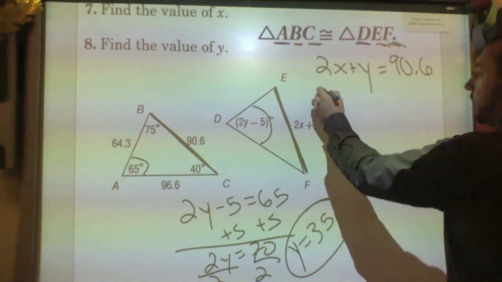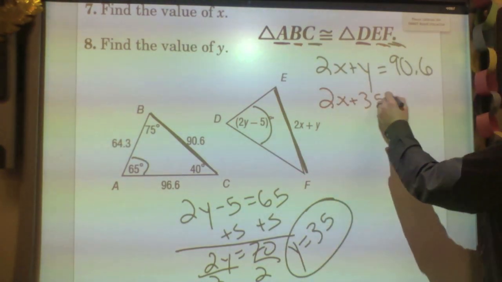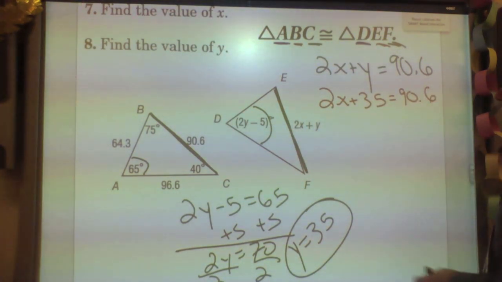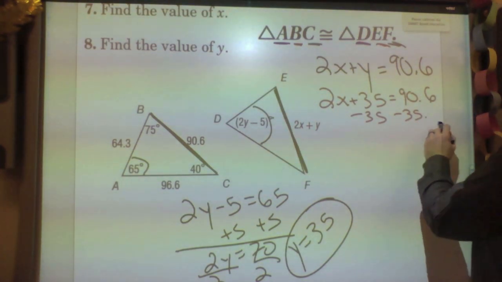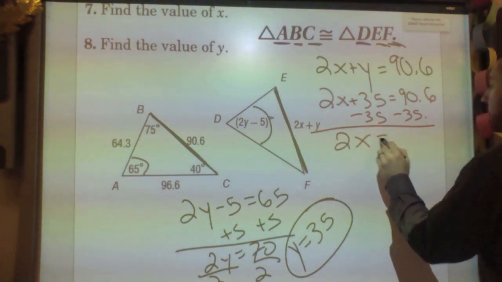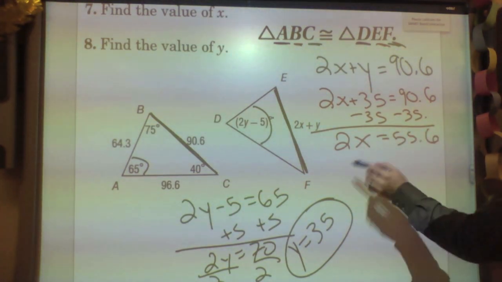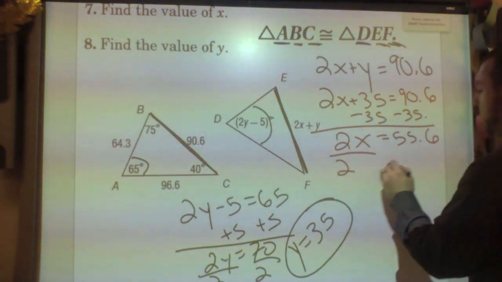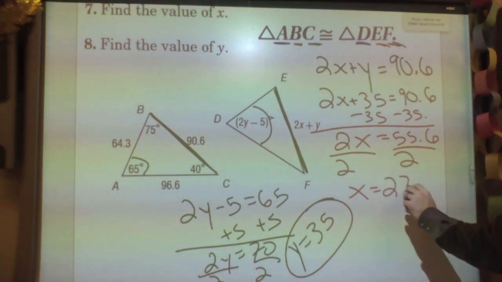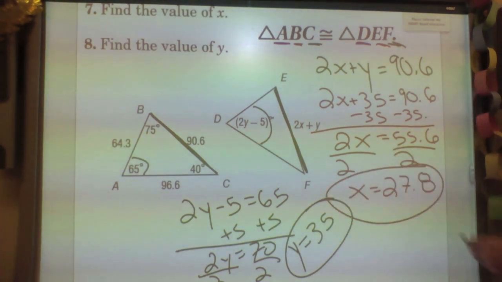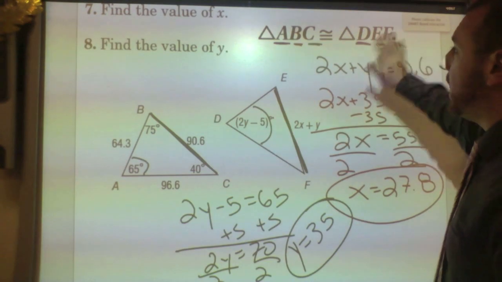Plug it in here. So now I take that and I go 2x plus 35 equals 90.6. Subtract 35 on both sides, and I get 2x equals 55.6. I divide by 2, and x turns out to be 27.8. Now I've solved for both x and y using my congruent figures because I know they match up.